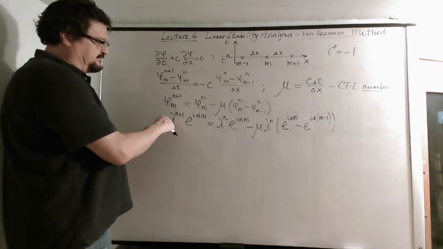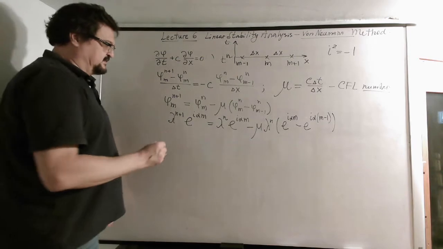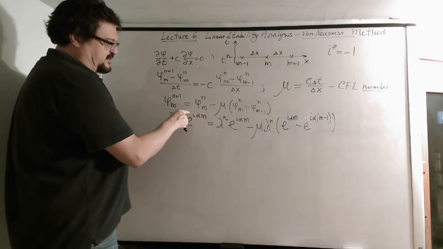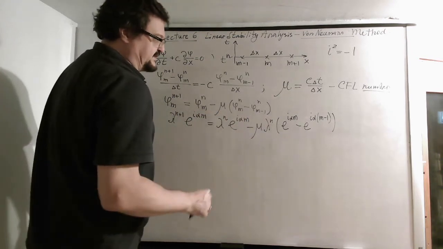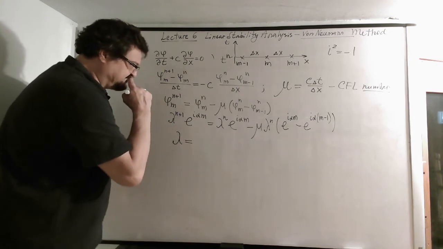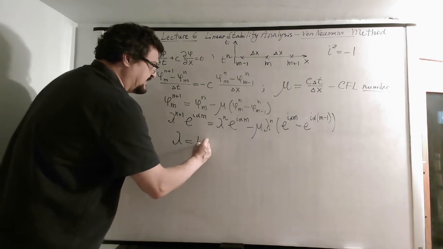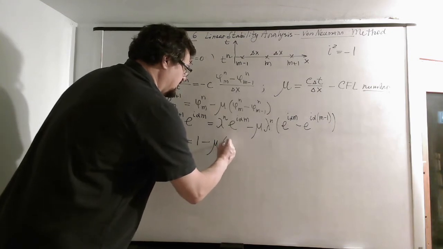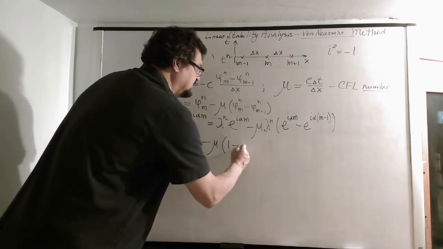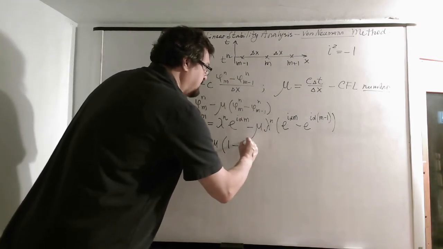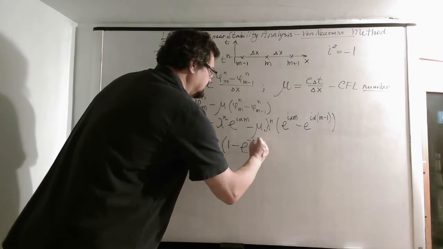So now let's cancel some stuff. We can cancel lambda n here, so only lambda is left here. And we can also divide both sides by the factor e to the power of i alpha m. If we do that, we get lambda equals 1 minus mu times 1 minus e to the power of minus i alpha.